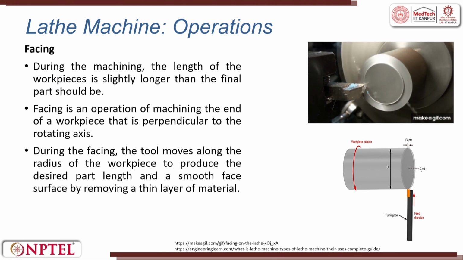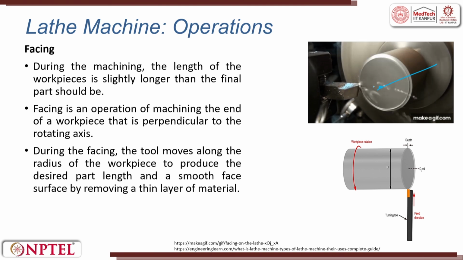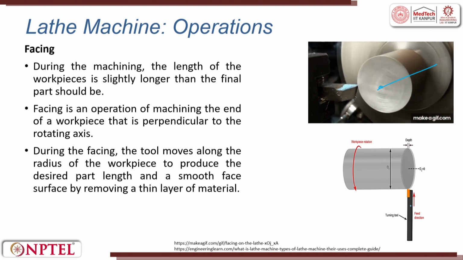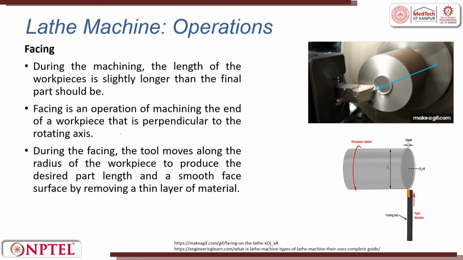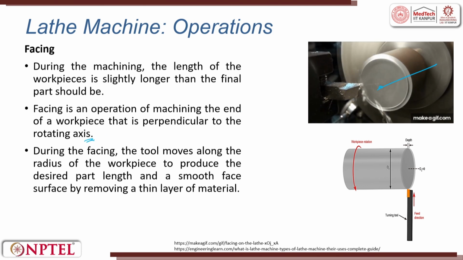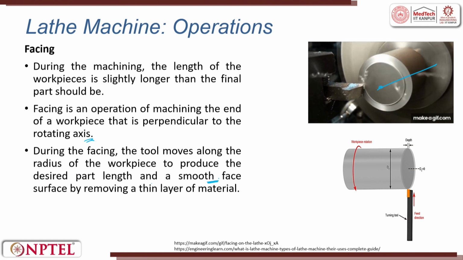Facing is done. So here this is the axis, and we are moving perpendicular to the axis. The tool is fed at an angle and you create a face. During machining, the length of the workpiece is slightly longer than the final finished part should be. Facing is an operation of machining the end of the workpiece that is perpendicular to the rotating axis. During facing, the tool moves along the radius of the workpiece to produce the desired length and a smooth surface.